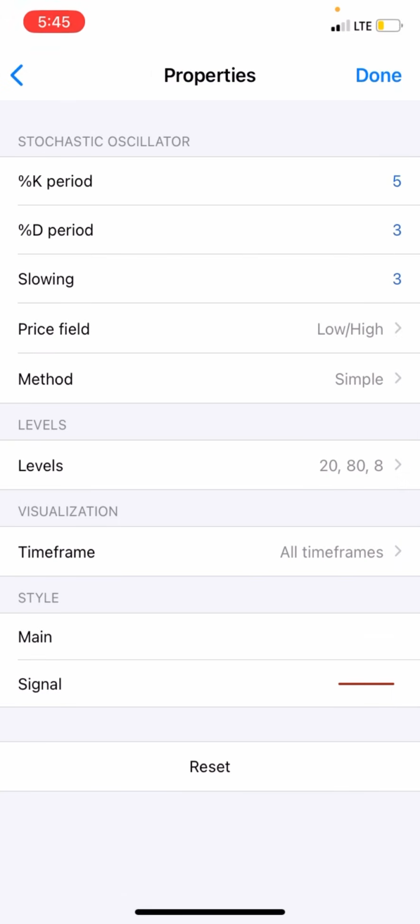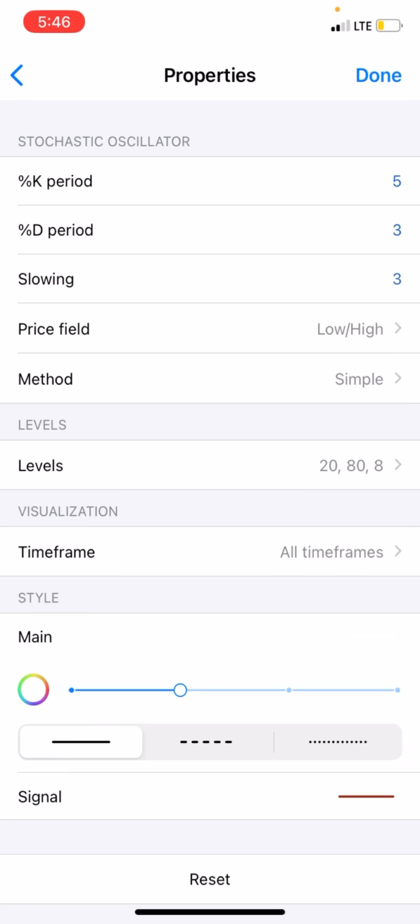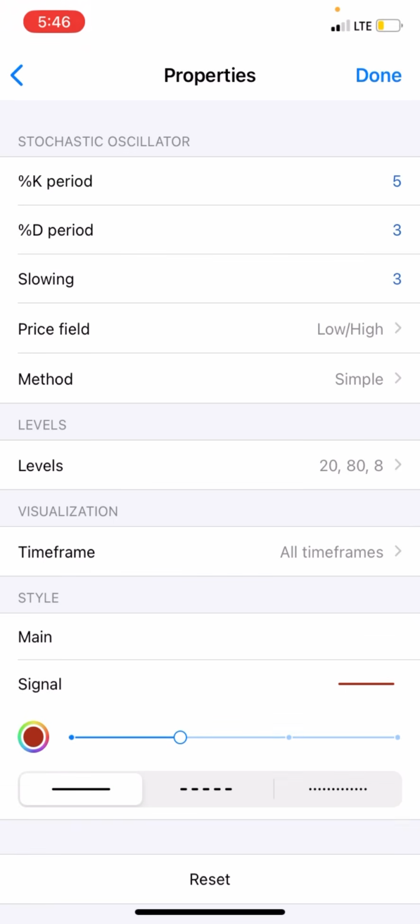And for visualization, please ensure that for the main style you use the same color as the background of your chart. For the signal you can choose red, or any other color that will be visible in your chart, but I would urge you guys to just use the same colors that I'm using so that it will be easy for you to understand what I'm explaining in this video.